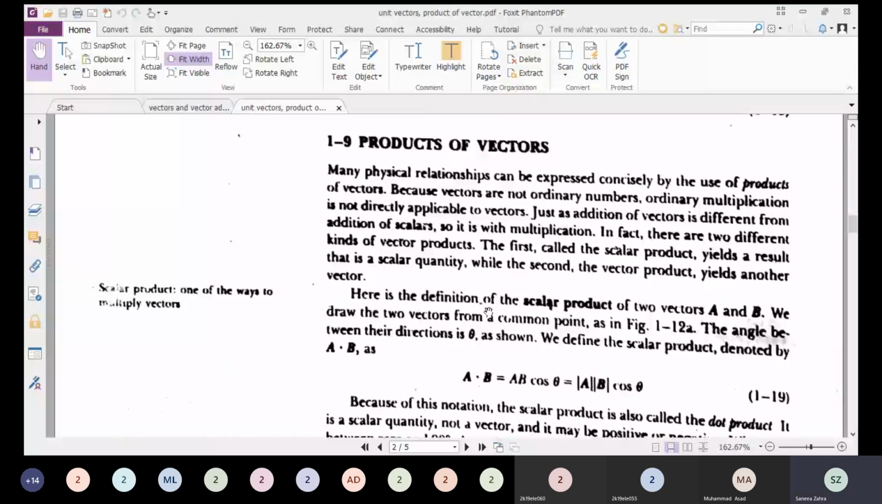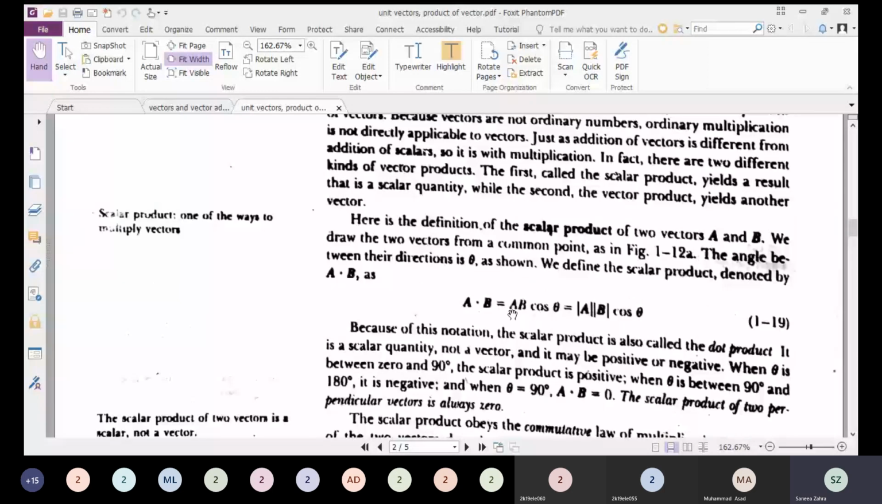The definition of the scalar product of two vectors A and B means we will get a scalar quantity at the end. Its formula is A dot B equals AB cos theta. A means the magnitude of vector A, B the magnitude of vector B, and theta the angle between them.